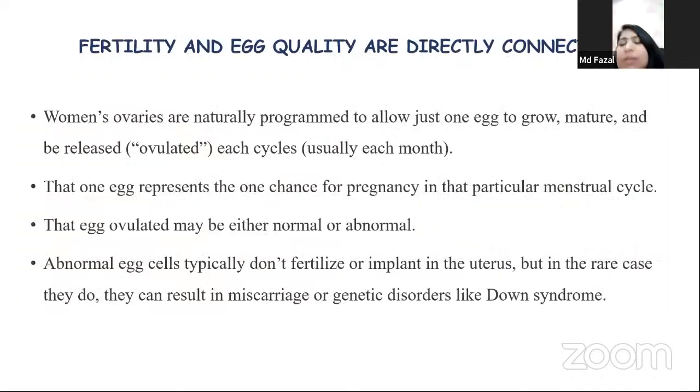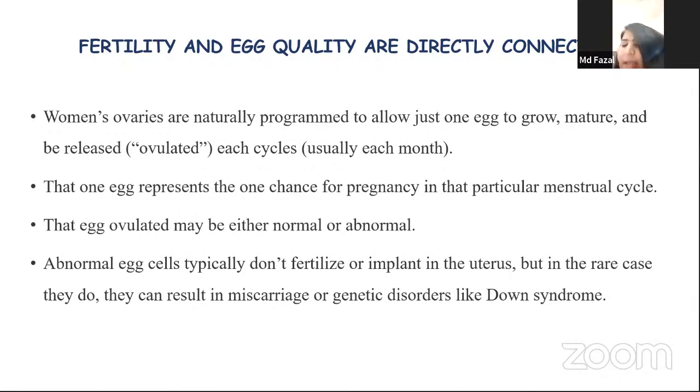Next slide, please. Fertility and equality are directly connected, because women's ovaries are naturally programmed to allow only one egg, which we need for the birth of the baby. That good egg will grow, mature, and ovulate, and it will give rise to only one embryo. But that one egg represents the one chance of pregnancy.